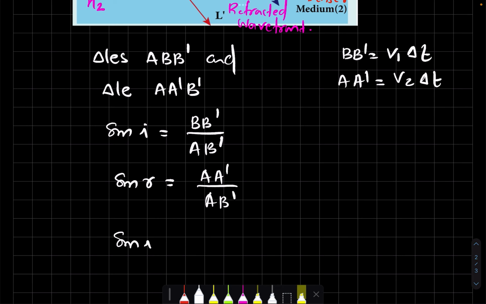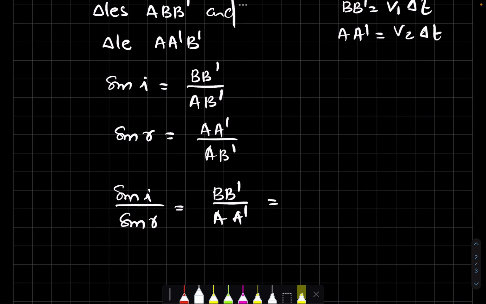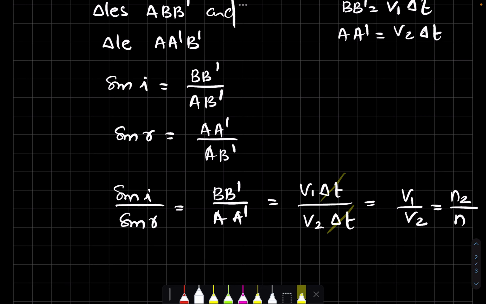So now what you can do, sine I by sine R, you can take. Those who know the Snell's law, you know how to do this. Sine I by sine R you take. So how much is sine I by sine R? B dash divided by A dash. How much is B dash? You can understand that it is V1 into delta T, divided by, how much is A dash? V2 into delta T. So delta T got cancelled. And what will be the value? V1 by V2. How much is V1 by V2? This is N2 by N1.